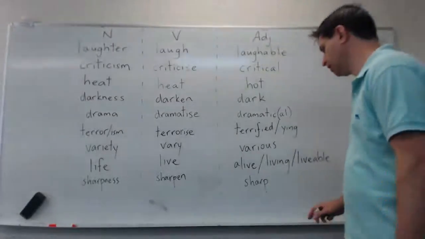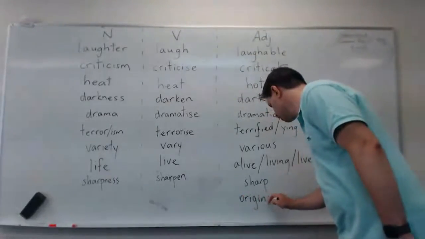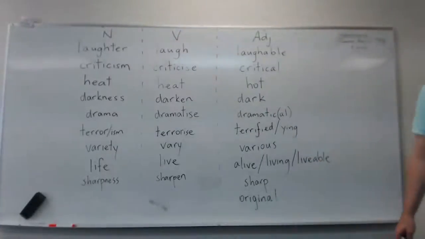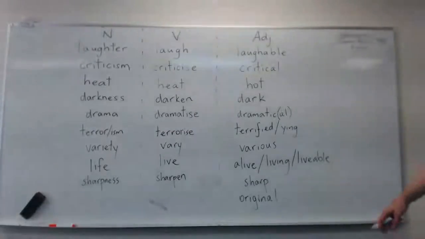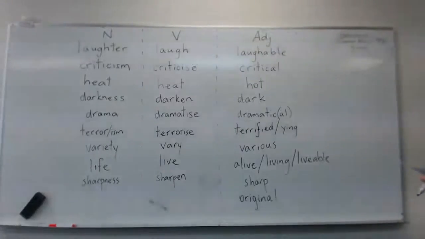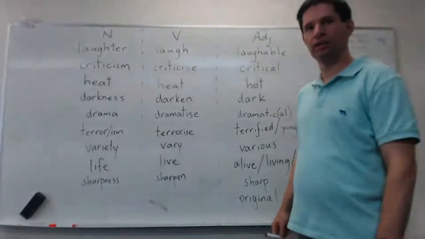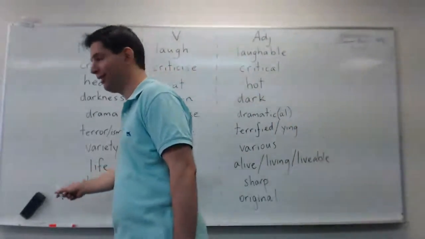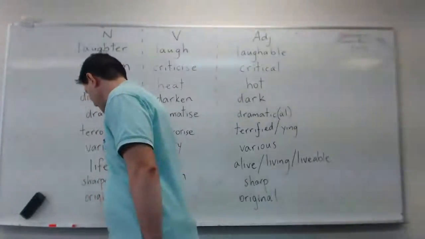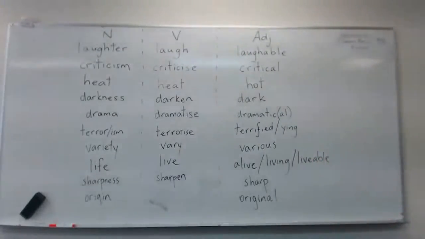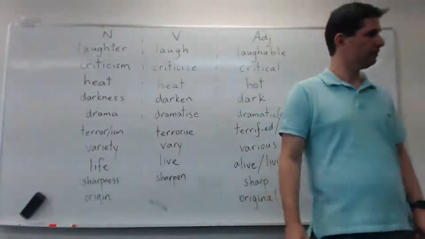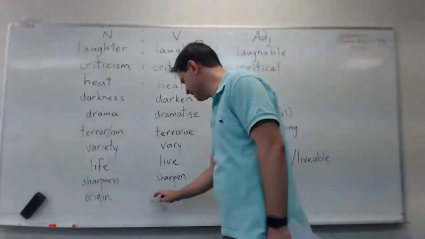All right, so how about... Original is the adjective form. Originally would be an adverb, wouldn't it? Origin is what? Origin is a noun. Is that right? Yeah. Okay, origin is a noun. And the action, the verb? Originate. APE, originate. Maybe. I don't know what to say. It is. Originate.